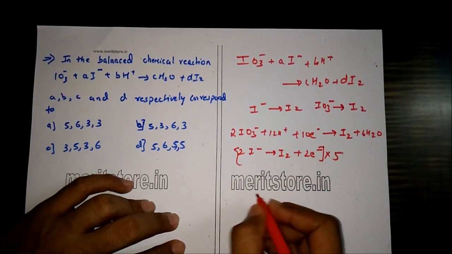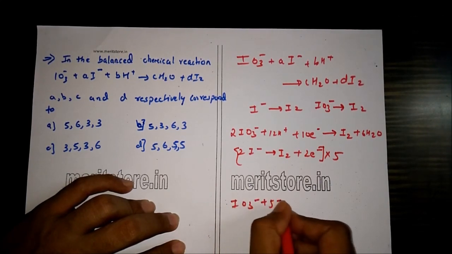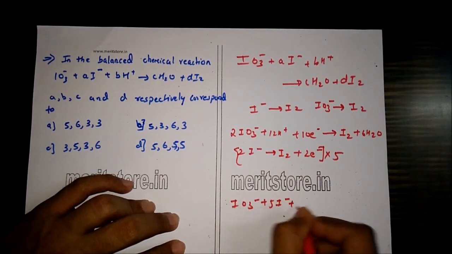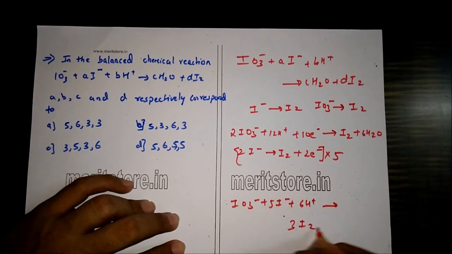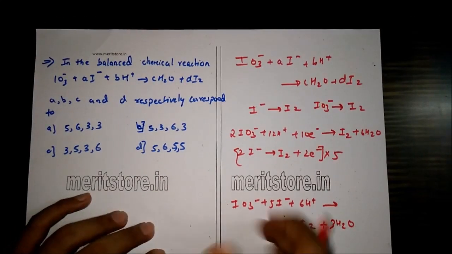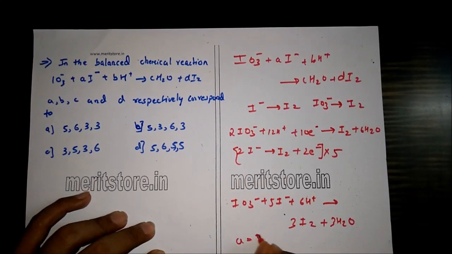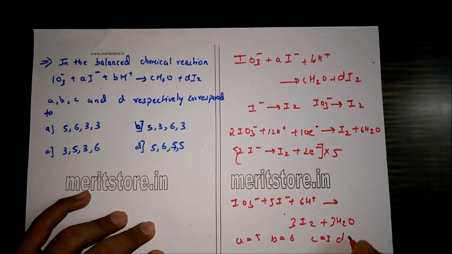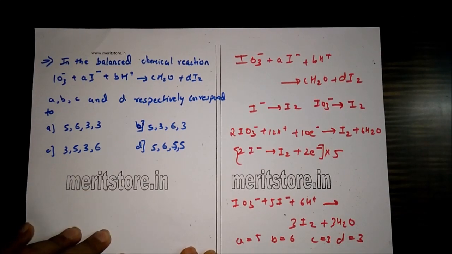On multiplying by 5, we get the answer as IO3- + 5I- + 6H+ gives 3I2 + 3H2O. Therefore, on comparing this with the given equation, the values are A is 5, B is 6, C is 3, and D is 3, which corresponds to option A. So the correct answer is option A.